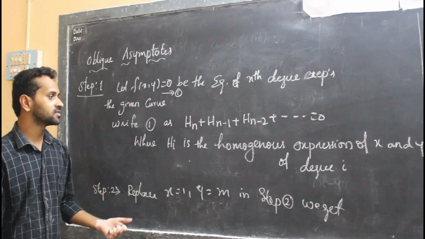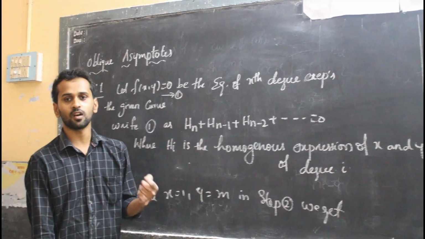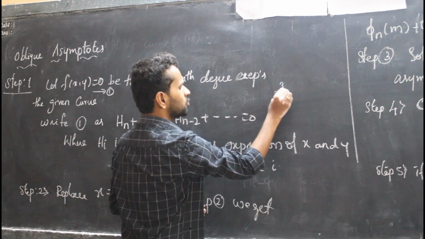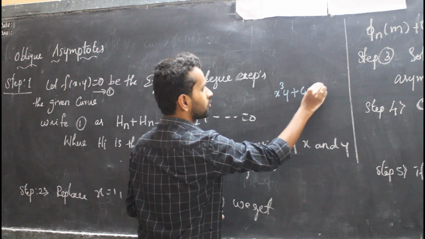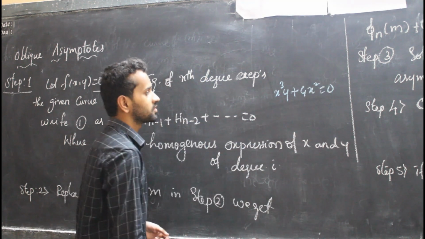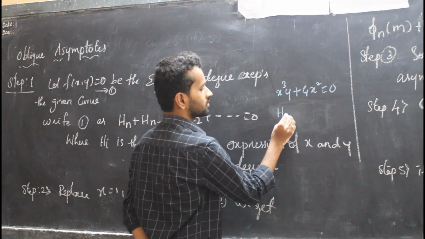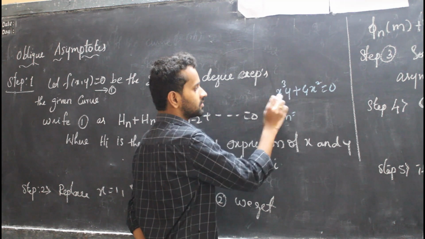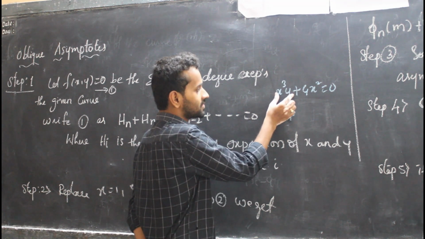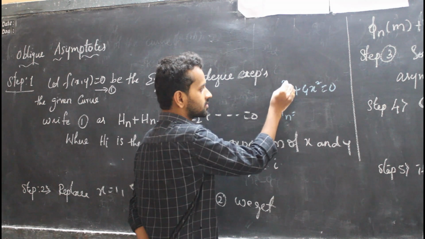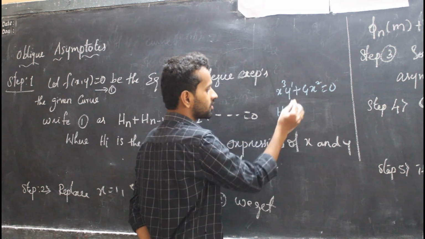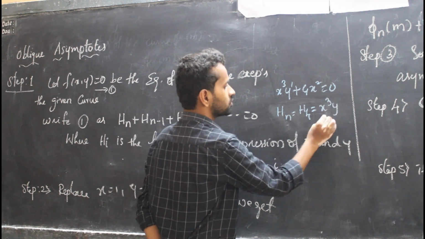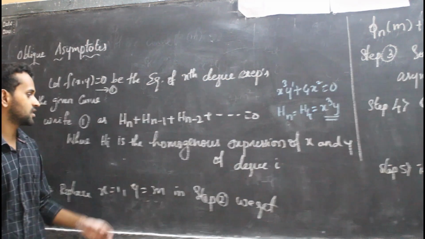What is hn here? hn is something called a homogeneous expression of x and y in nth degree. For example, if I have x cube y plus 4x square equal to 0, it's my curve or equation. And my n is what? n is the highest degree in this equation of x and y. X and y together I am considering here. So x degree is 3 and y degree is 1, so together it will be 4. That is h4 here. You get it? So h4 I can write as x cube into y. That's an example for that.